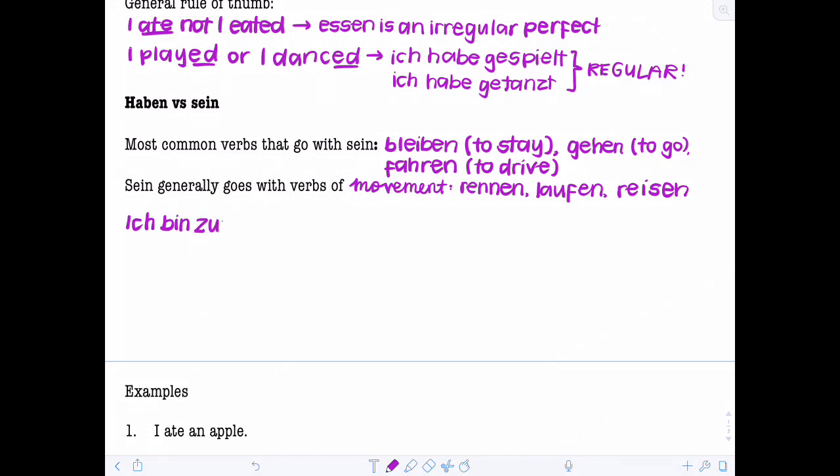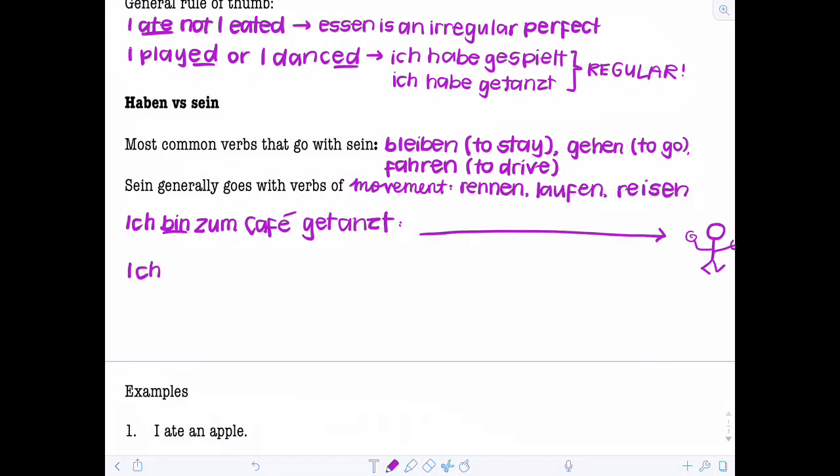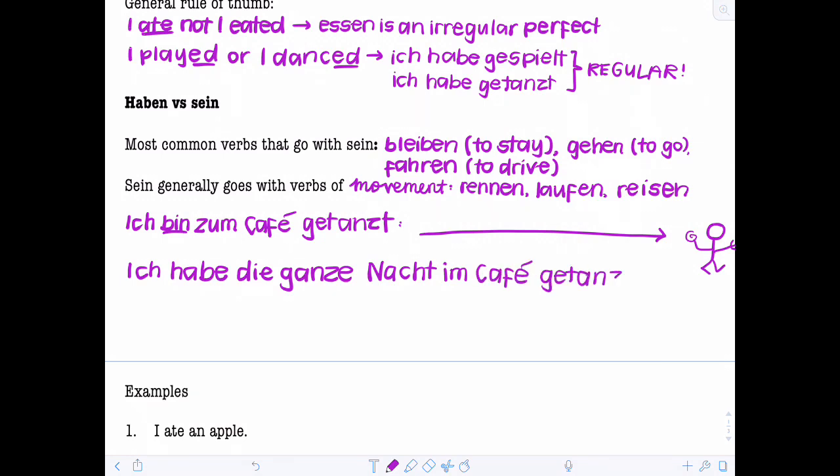Now, some verbs are even more annoying as they can take both haben and sein. So, for example, tanzen. If you think about it, ich bin zum Café getanzt means I danced to the cafe. It has a direction. You're dancing in a direction to the cafe. But if you were to say, ich habe die ganze Nacht im Café getanzt, that would be correct because there's no direction. You spend the whole night boogieing away in one place. You didn't move anywhere, or you might have shimmied to the side, but you didn't go somewhere. So it would be correct to say, ich habe die ganze Nacht im Café getanzt.